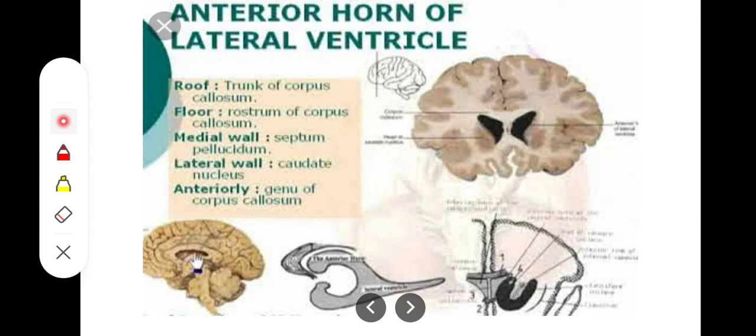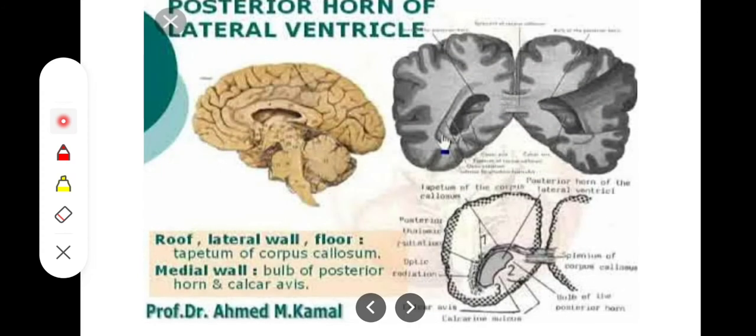So in the medial wall again we have the septum pellucidum, and now we'll just take a look at the posterior horn. The anterior horn basically extends into the frontal lobe, and the posterior horn extends till the occipital lobe, right?